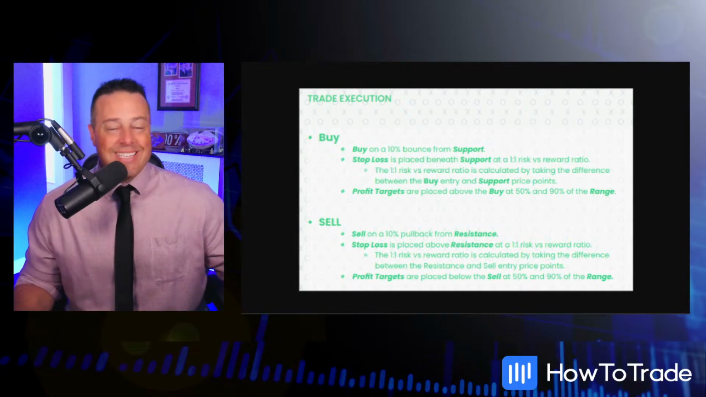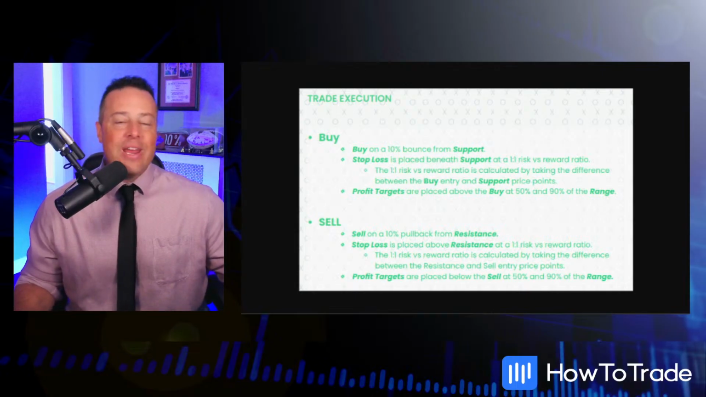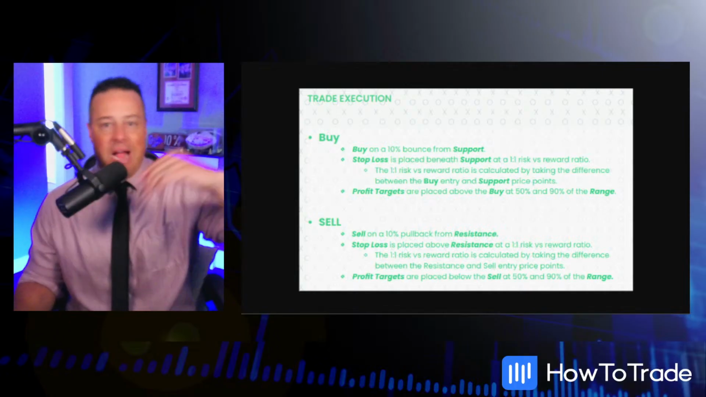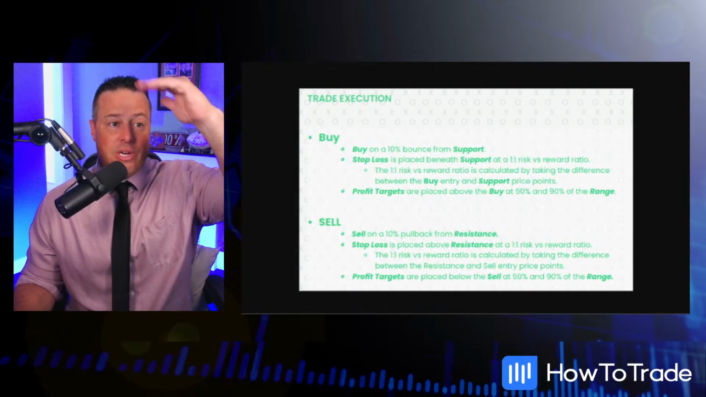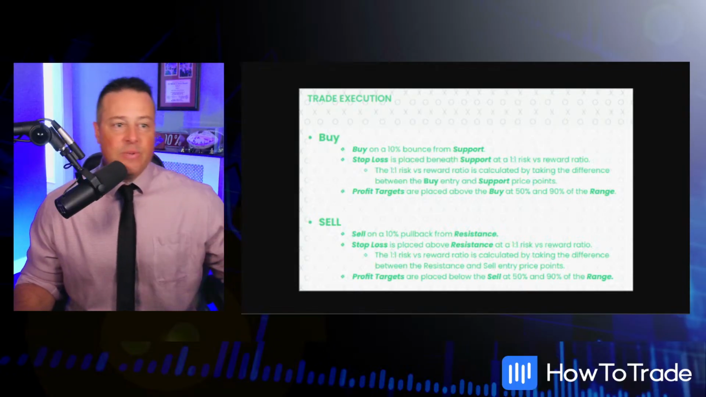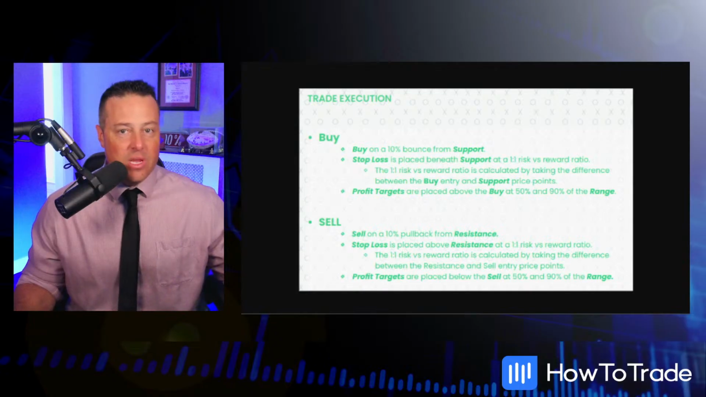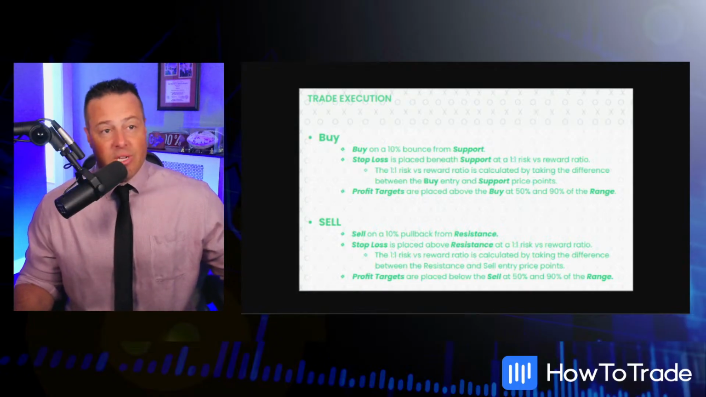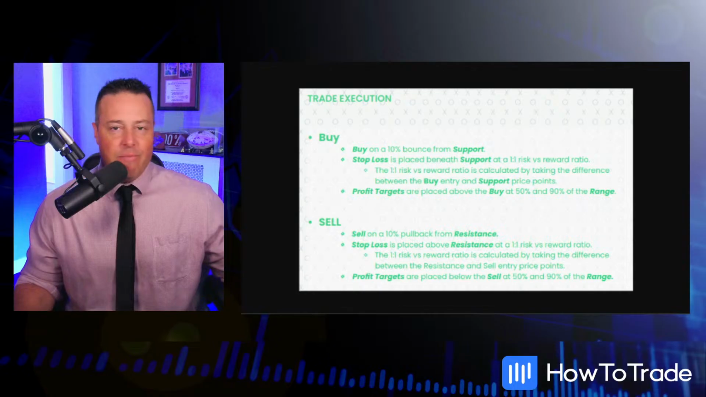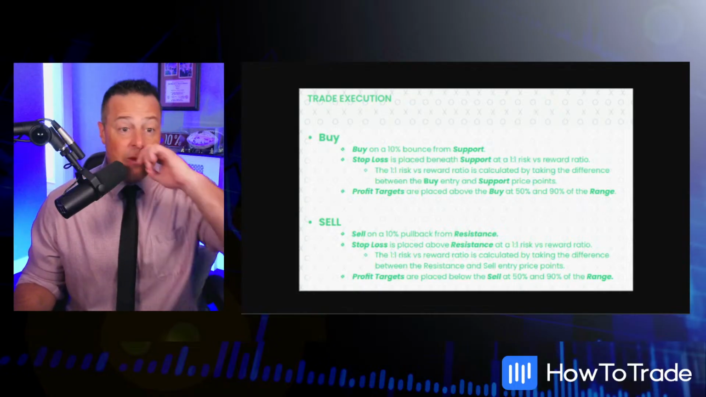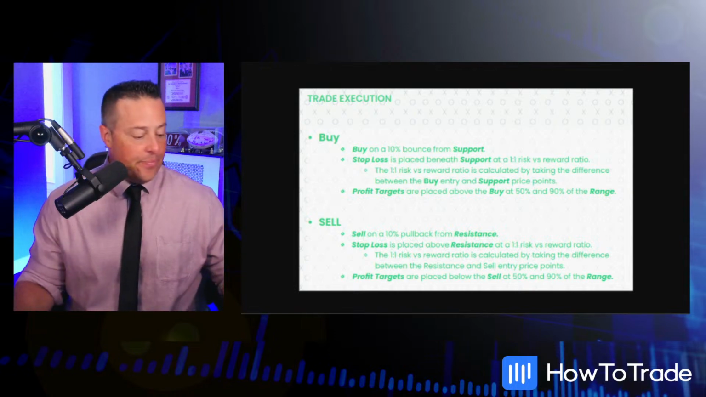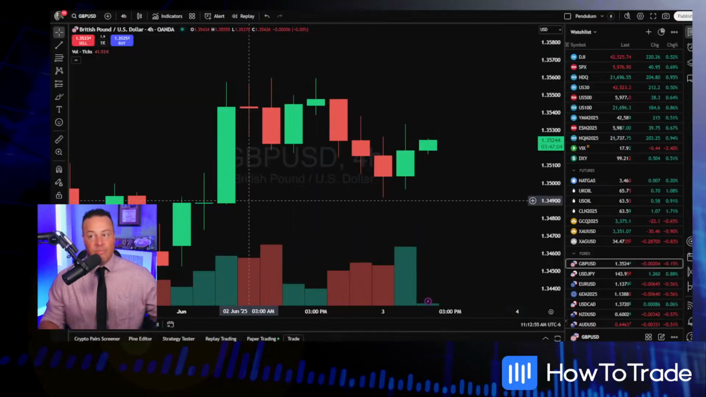So on a sell, the opposite. We're going to go up. We're going to test the top. We're going to test the resistance zone, and then we're going to sell on a 10% pullback from resistance. Stop loss is placed above the resistance at a 1-to-1 ratio. The ratio is calculated by taking the difference between the resistance and sell entry price points. I'm going to show you that in a second. Personally, I've adapted that a little bit, but believe me, the rules are easy. Profit targets are placed below the sell at 50 and 90% of the range. That's it. All right, let's go ahead and get in here and start breaking down some pendulum trades.